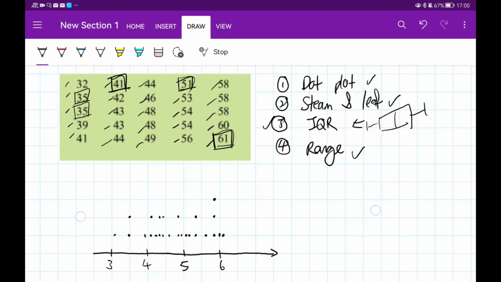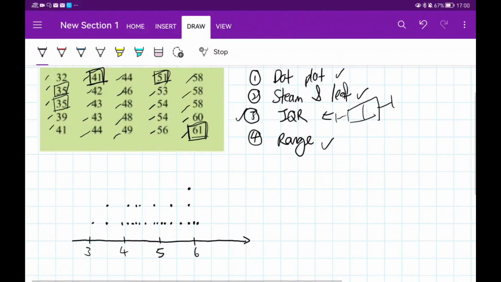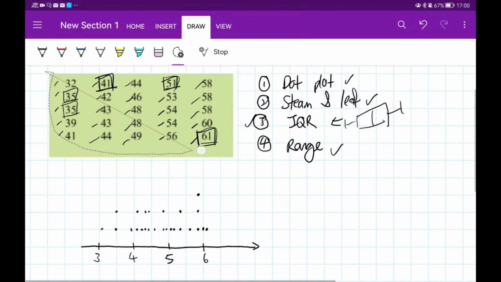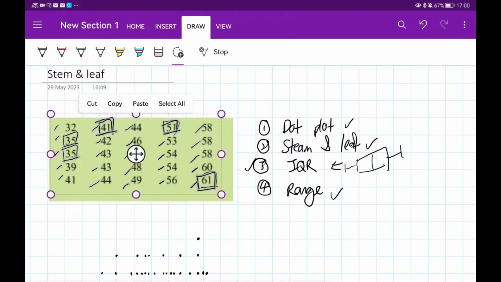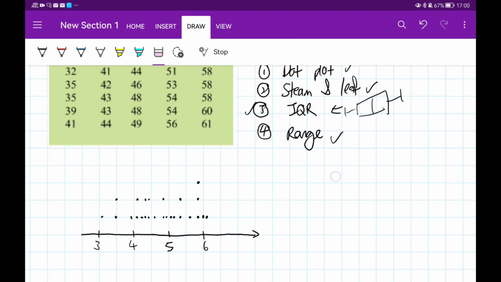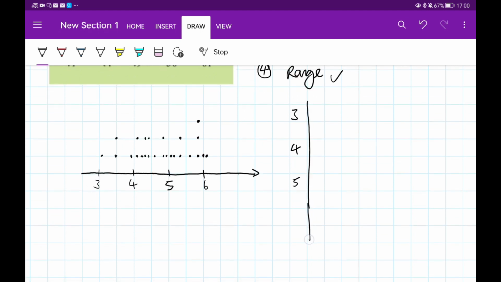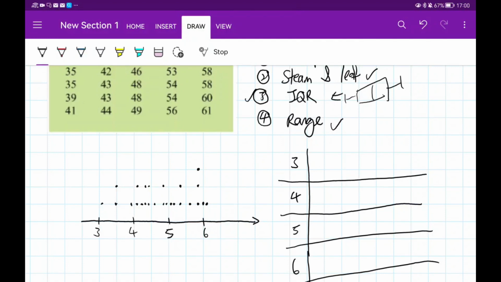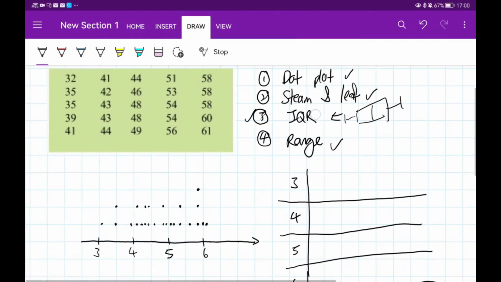So how about the stem and leaf? We delete all this stuff. Stem and leaf is also similar, but firstly we need to draw a straight line. So this is 3, 4, 5, and 6. Then for 32, you just write the digit behind, just behind here, so you write 2 over here. For 35, you write 5 over here. 35, 39, just follow that.